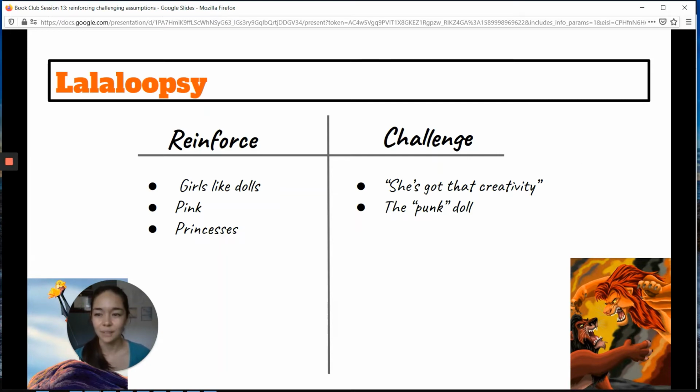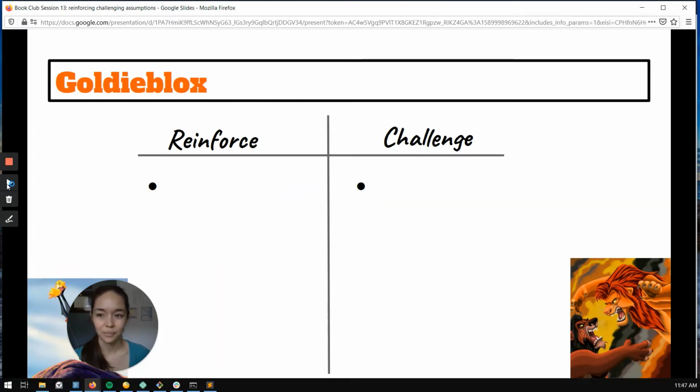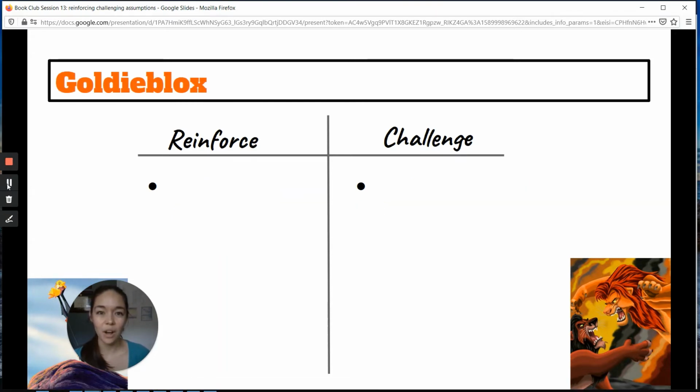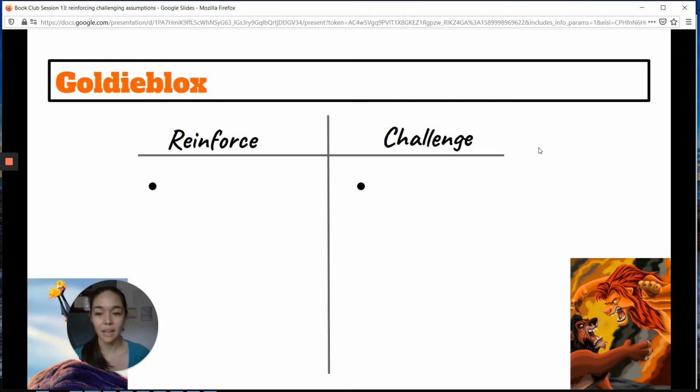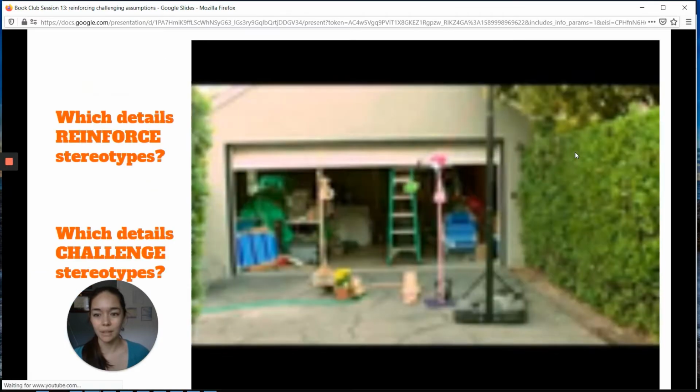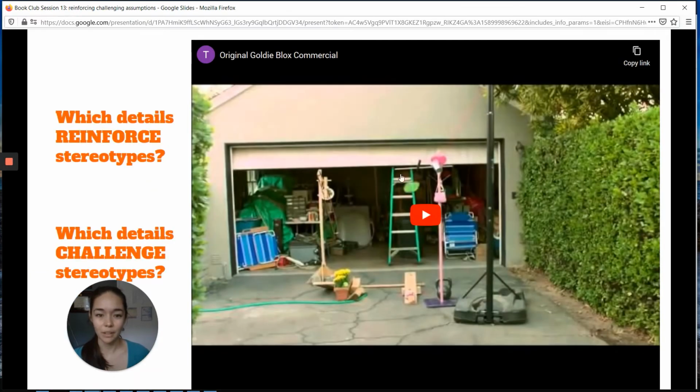Let's try another one. I got another video for you. I want you to draw another T-chart in your notes, just underneath the other one. Once again, reinforce on one side, challenge on the other. You can go ahead and pause your video if you need time to do that. This one is for this thing called Goldie Blocks, okay? This one's a little longer. Here we go.